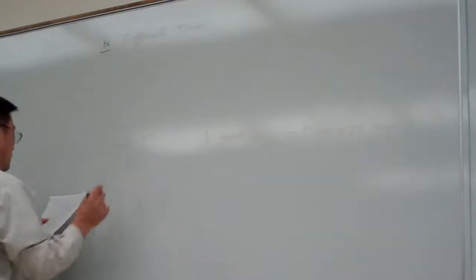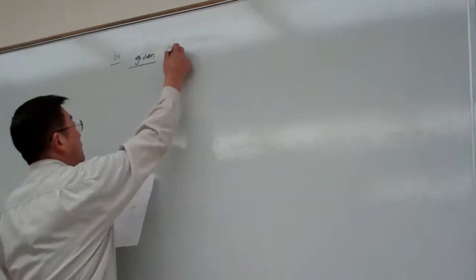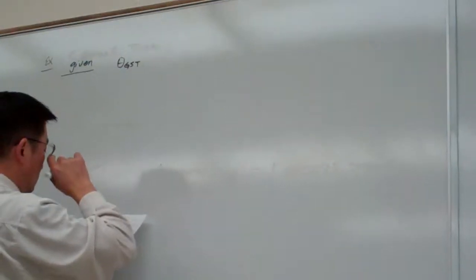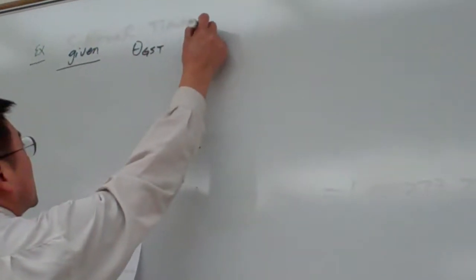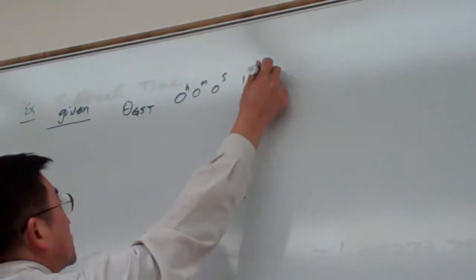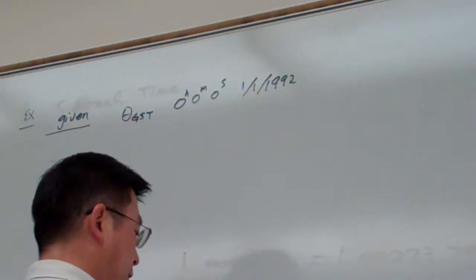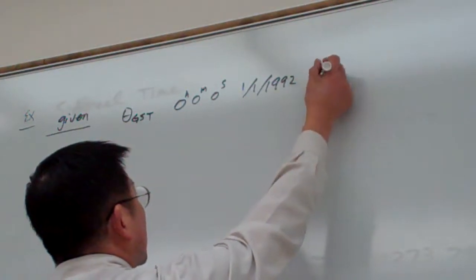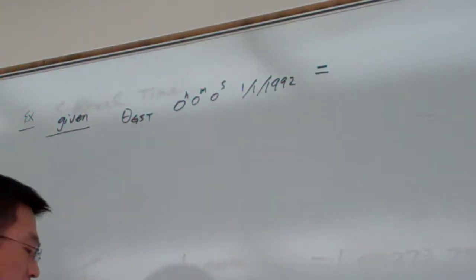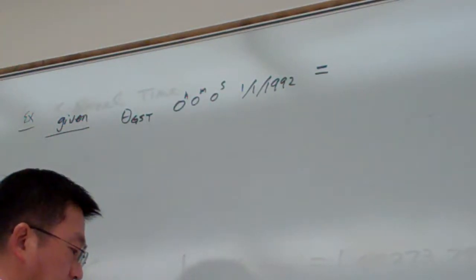So for example here, we want to determine, say we are given, say theta GST on 0 hours, 0 minutes, and 0 seconds on January first, 1992. That's the data I have from our textbook. So this angle, basically theta GST at the specific moment, what is that?